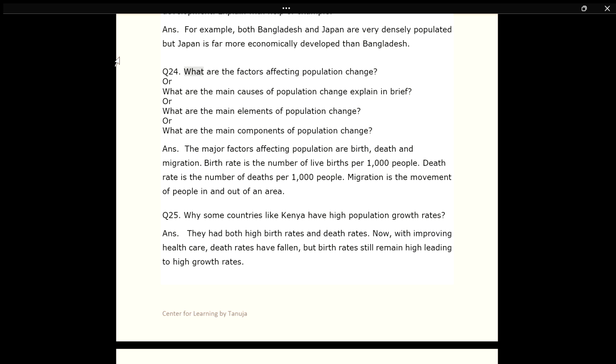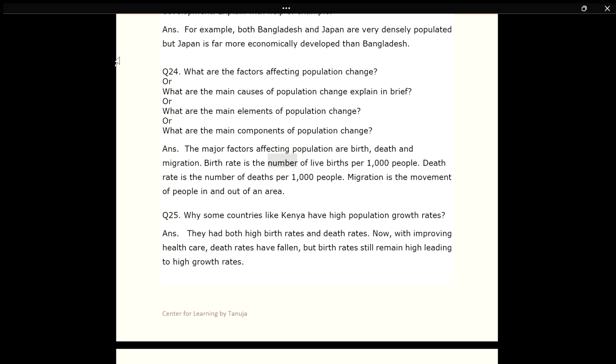Q24. What are the factors affecting population change? Or, what are the main causes of population change? Explain in brief. Or, what are the main elements of population change? Or, what are the main components of population change? Ans. The major factors affecting population are birth, death and migration.